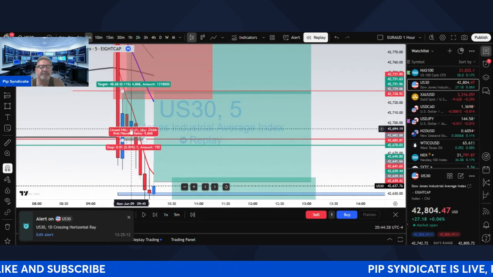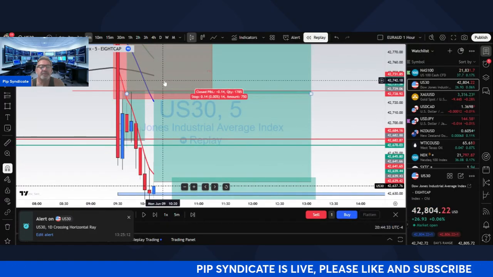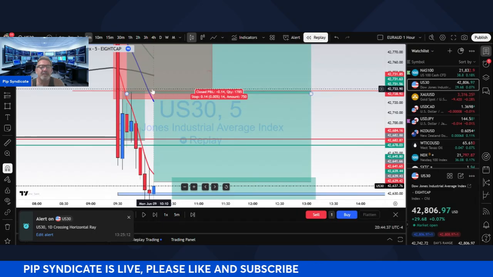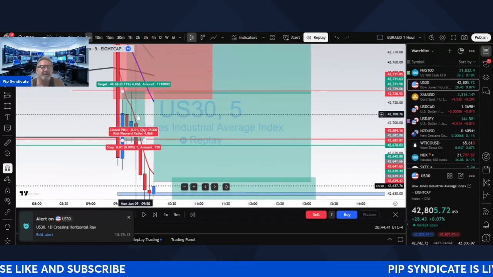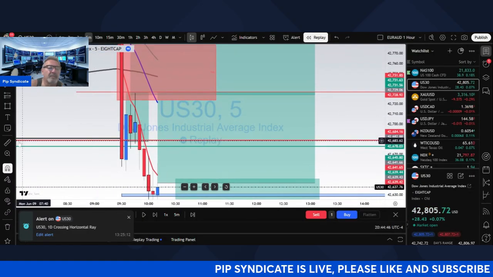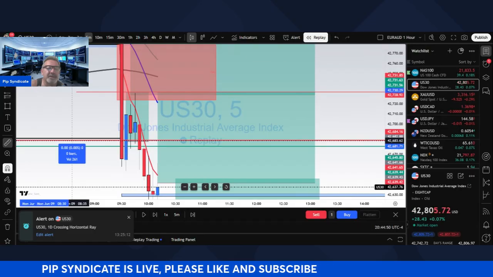Now, TP for this second entry is always when this one is in profit. So whatever number that is, I usually wait until this is in profit, like 5 or 10 pips, and then I close this trade. So this trade was about 50 pips. I think maybe a little less. This is just an estimate, guys.